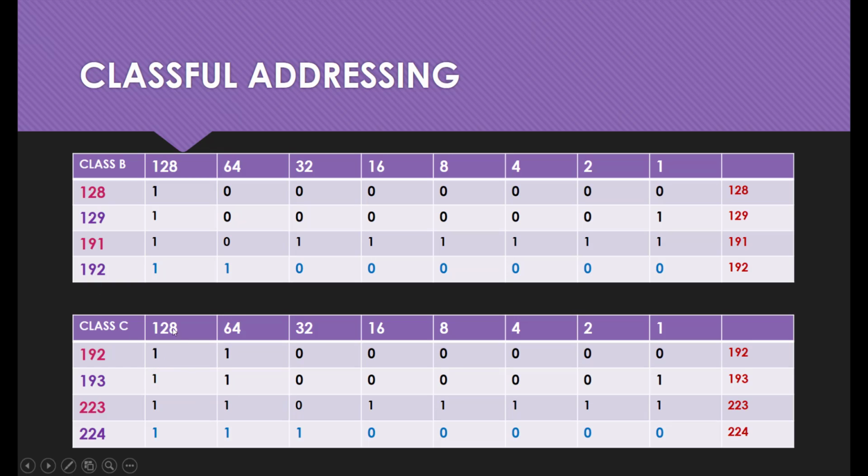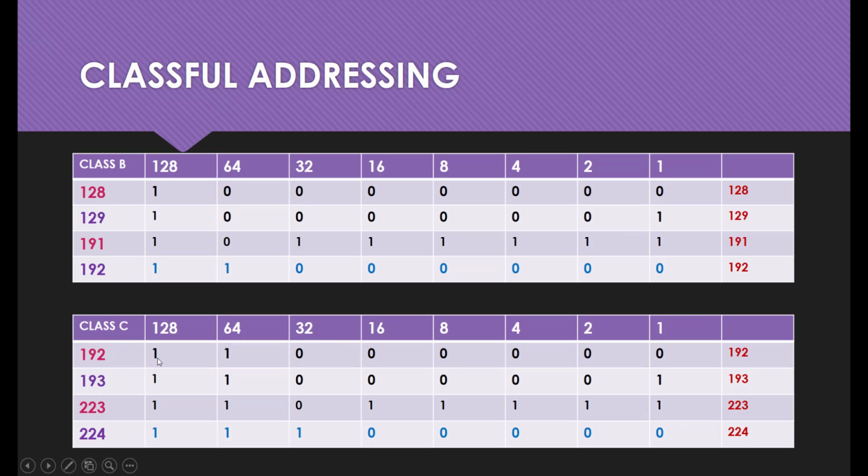So we can use this to identify that class C ranges from where we have the first 2 columns as 1s to just before we have the first 3 columns as 1s. And how do you achieve this 192 in this case? It's simply 128 plus 64, which gives 192. And in this case it is 128 plus 64 plus 32, which are the turned on bits, which gives 224.